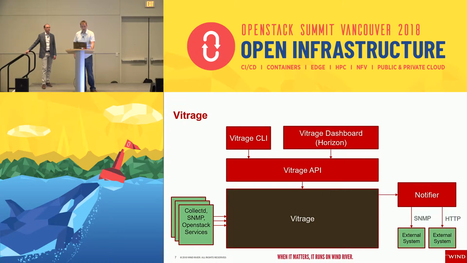You can see here a high-level view of Vitrage. On the left there, you can see the data sources that provide information into Vitrage. These are configurable and could include such sources as collectd, SNMP, or any OpenStack services such as Nova. At the top, you can see the various interfaces into Vitrage, including the Vitrage CLI, as well as the Vitrage Dashboard, which is a Horizon plugin. Those communicate with Vitrage through the Vitrage API. And on the right, you can see where Vitrage can export data through the notifier, either through SNMP or HTTP to configurable external systems.